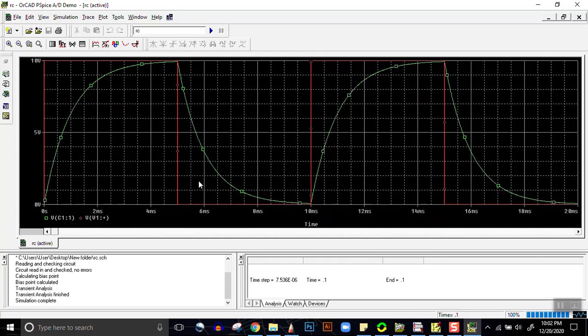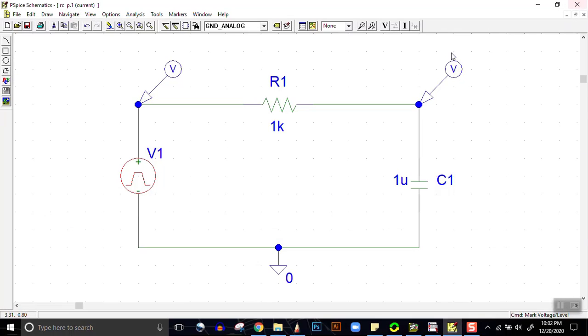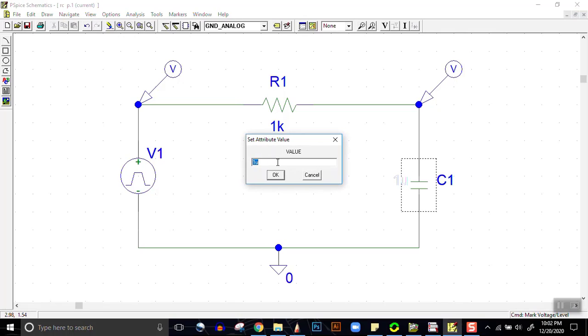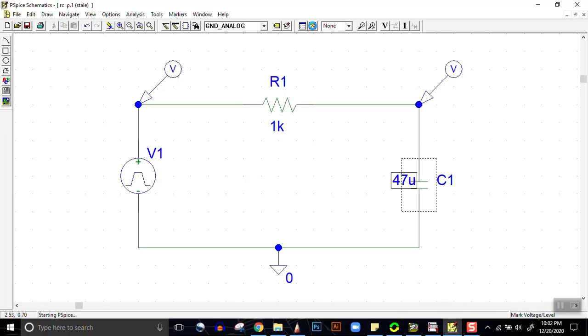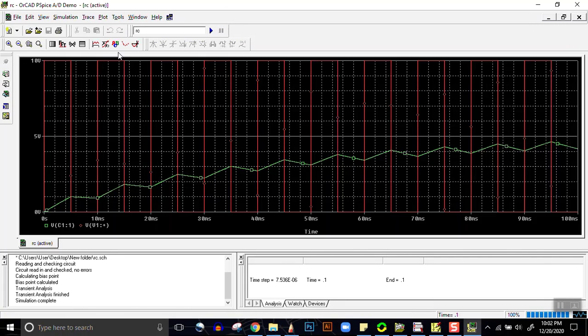Now it's for you to play around with the circuit and see how the rise and fall time changes. For example, what happens if we increase the value of the capacitor? Suppose it was 1 micro. What happens if we make it 47 micro? Let's see what happens. We simulate it. See, you know what the change is? It's not very visible. The change is the time constant is increasing.